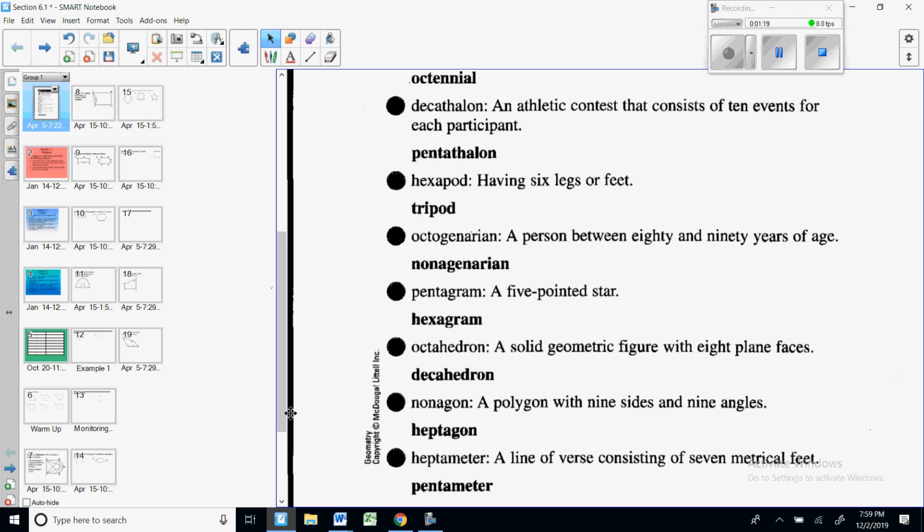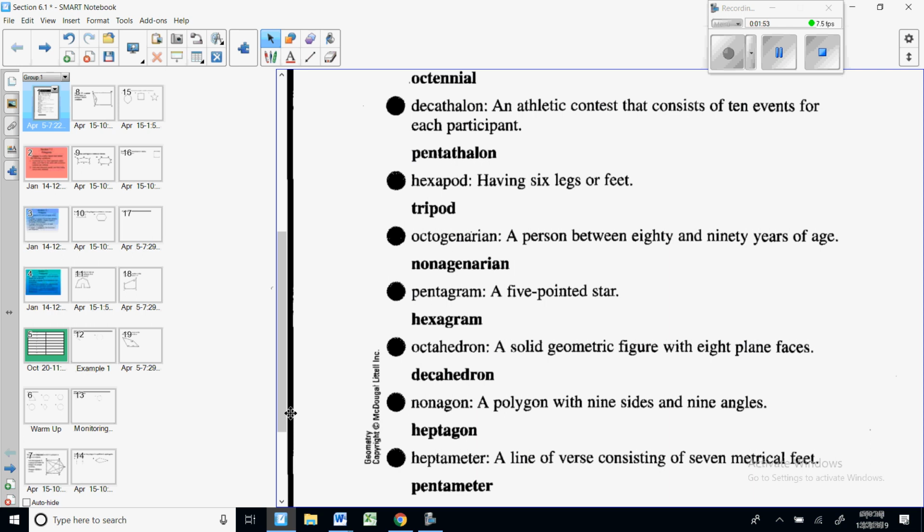A pentagram is a 5-pointed star, so a hexagram would be a 6-pointed star. An octahedron is a solid geometric figure with 8 plane faces, so a decahedron would have how many plane faces? Okay, 10. A nonagon is a polygon with 9 sides and 9 angles, so a heptagon would have how many? Okay, 7. A heptameter is a line of verse consisting of 7 metrical feet, so a pentameter would have 5. Okay, so those prefixes are going to become important as we take a look at naming polygons.